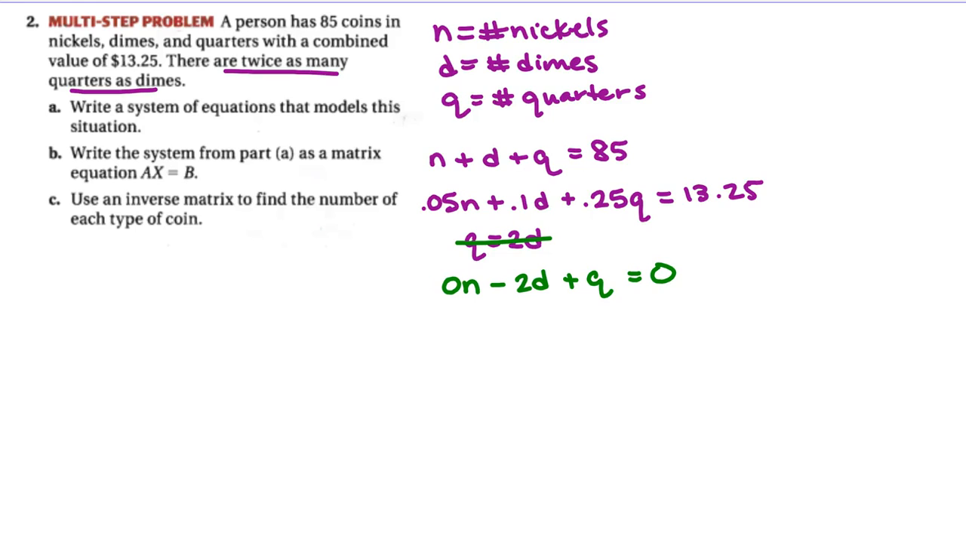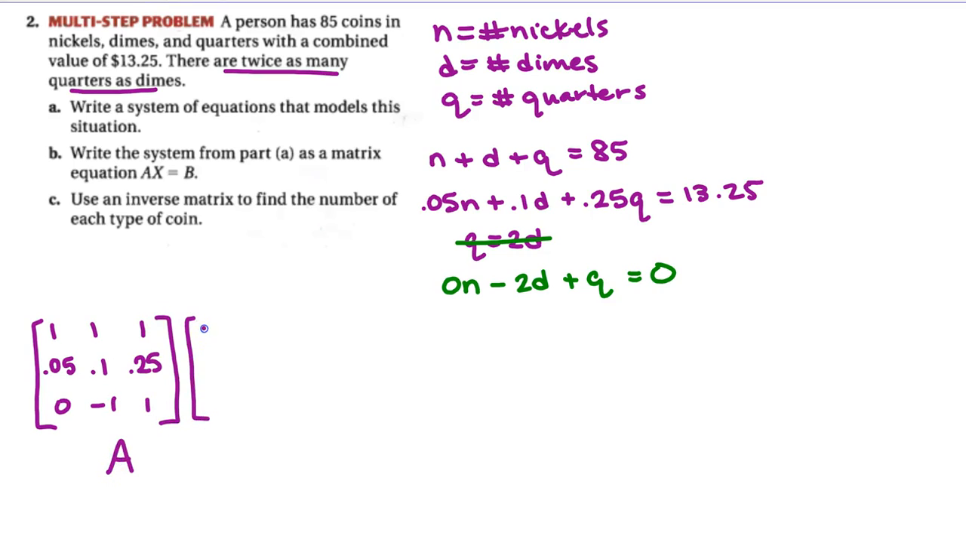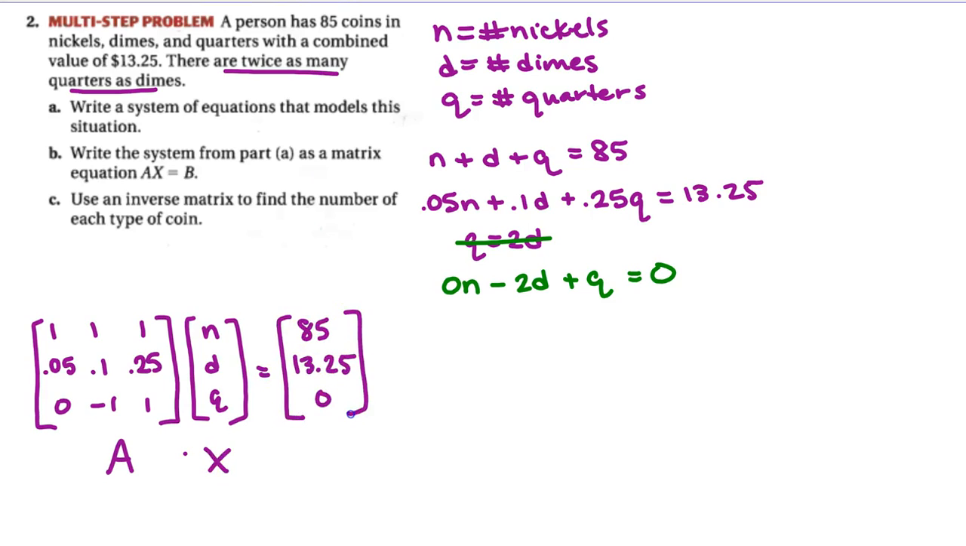Part B, write the system from part A as a matrix equation. So we're going to change it into matrix form. So we have our coefficient matrix with the coefficients 1, 1, and 1 from the first equation, 0.05, 0.1, and 0.25 from the second equation, and 0, -2, and 1 from the third equation. We'll call that matrix A. And then we have our variable matrix, N, D, and Q. We'll call that matrix X. And then we have our constant matrix, 85, 13.25, and 0. We'll call that matrix B.